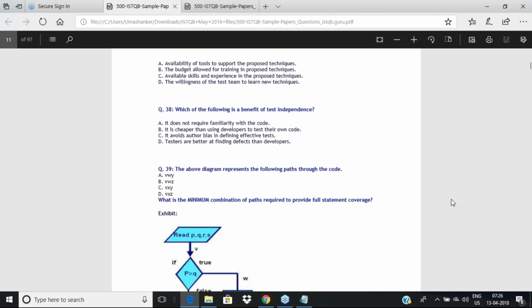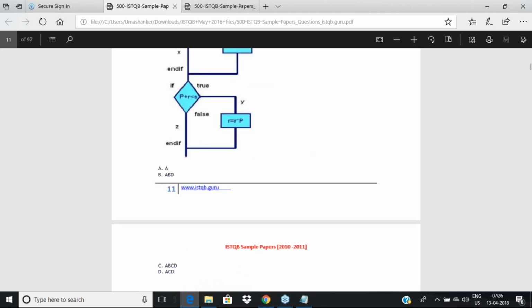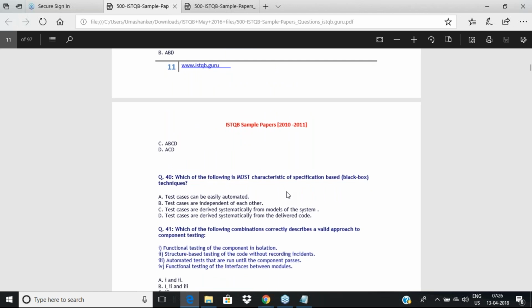All right, let's look at other questions. Does anyone have any other questions? Otherwise, let's look at the 40th question, which Sujata asked in the beginning.